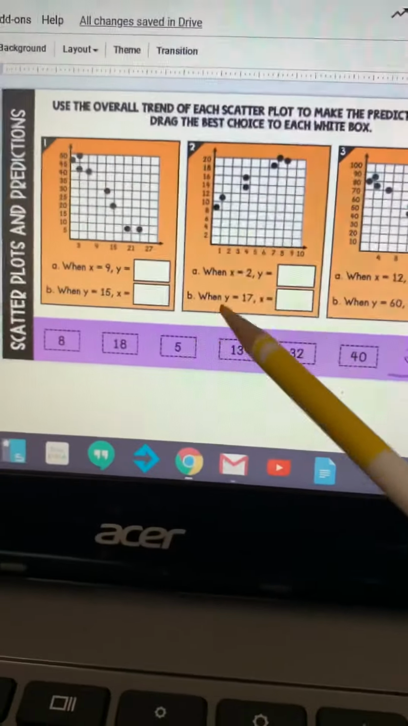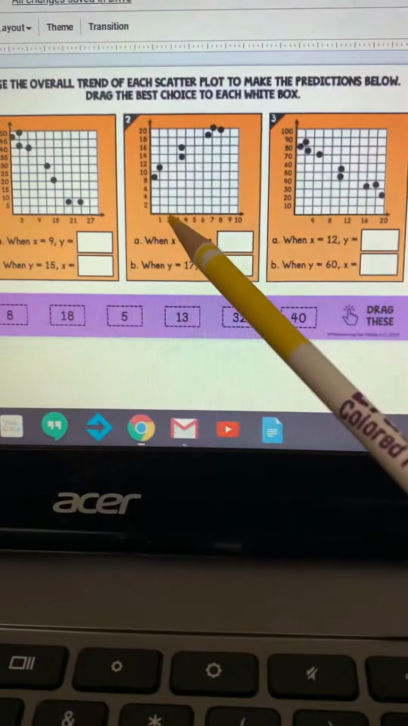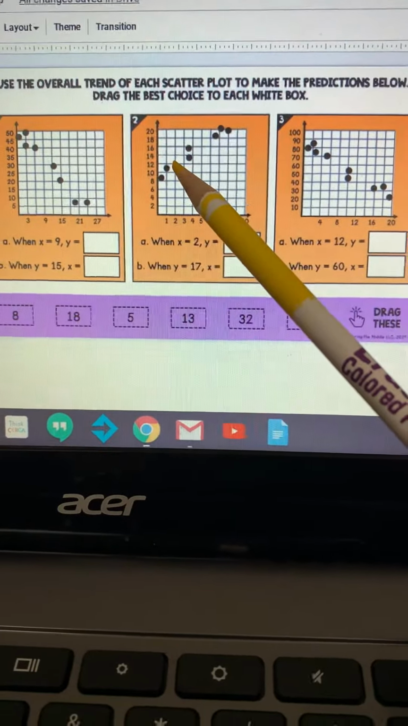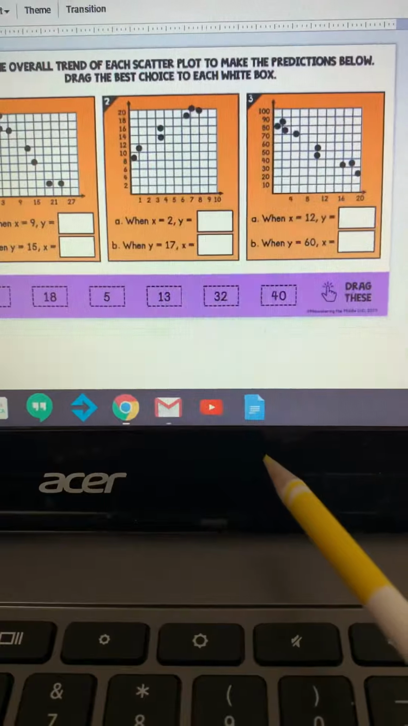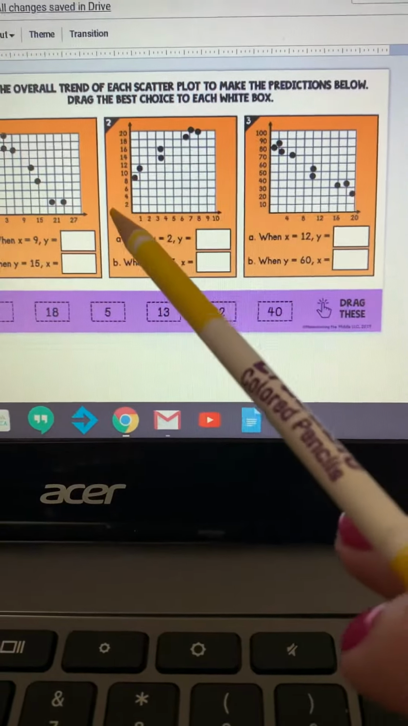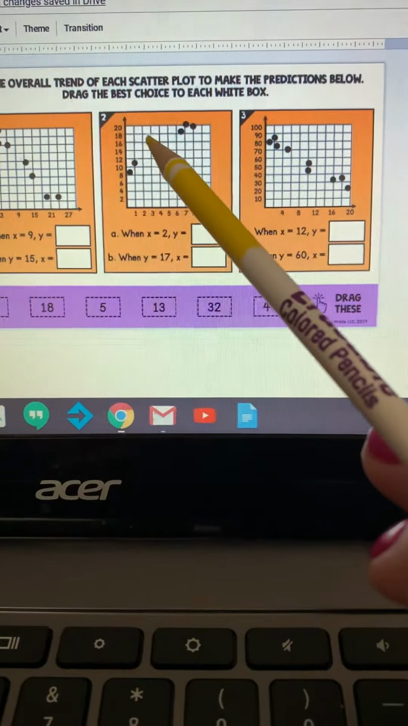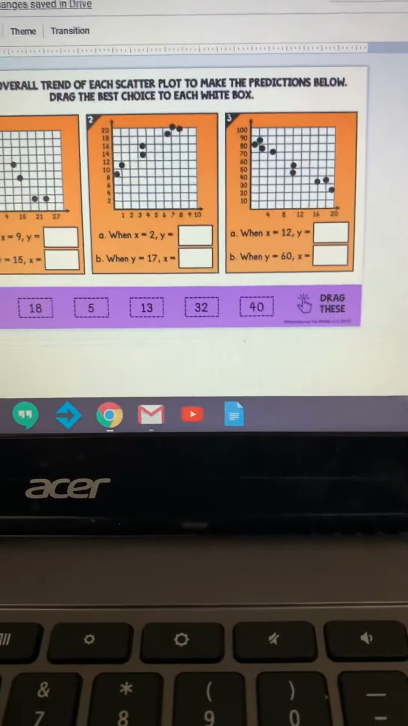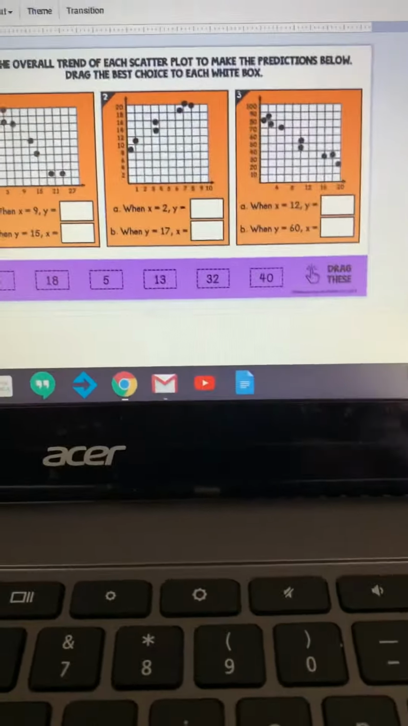So again, for the second one, if X is 2, so go to X is 2, what is Y? So I would say around 12 to 14. So 13 is an answer choice, so that's probably your best one. And then Y is 17, so go to where Y is 17 and go over. So I would say somewhere in the 5, 6 range. So 5 would be probably a great choice.